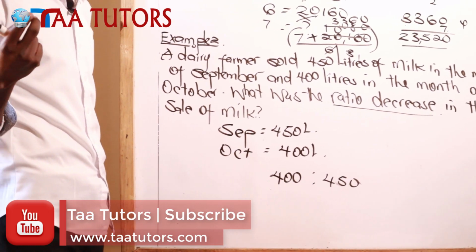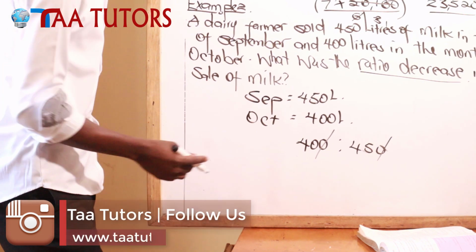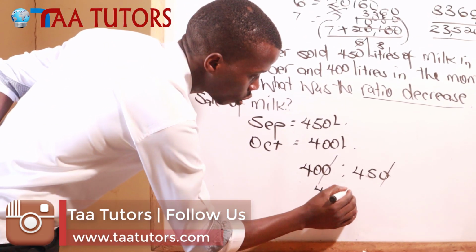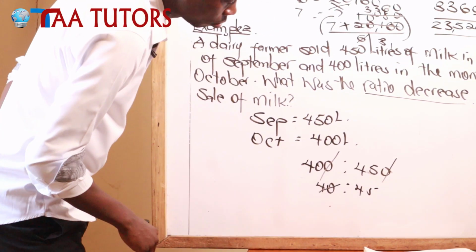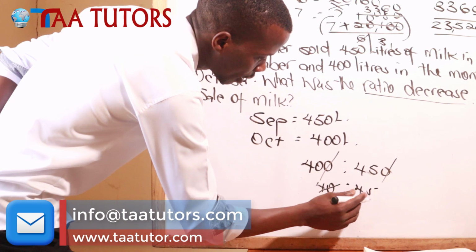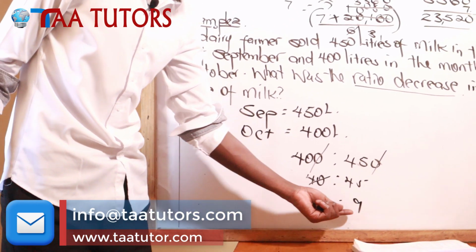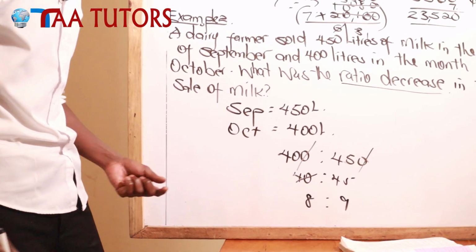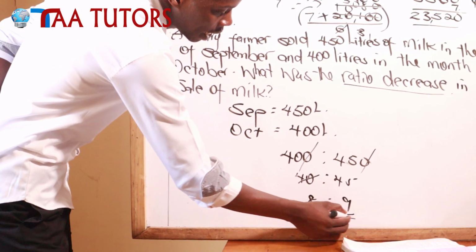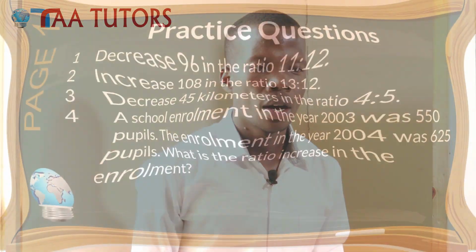You have to simplify. So 0 with 0. Then we have 40 here and 45 here. Still we can simplify. 5 can divide both: 5 into 40 is 8, and 5 into 45 is 9. There is no number that can divide 8 and 9. So the ratio decrease here is 8 to 9, and that is our final answer.